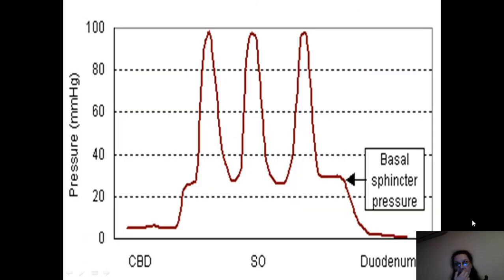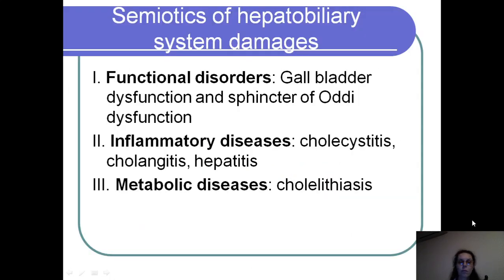Normally it should look like here, so the pressure in the part of the sphincter of Oddi, of course, should be significantly higher than it is in the common bile duct or duodenum. But it shouldn't be too much, which is remarkable for sphincter of Oddi spasm, and it shouldn't be the same as in the common bile duct and duodenum, which is typical for hypotonia of the sphincter of Oddi.